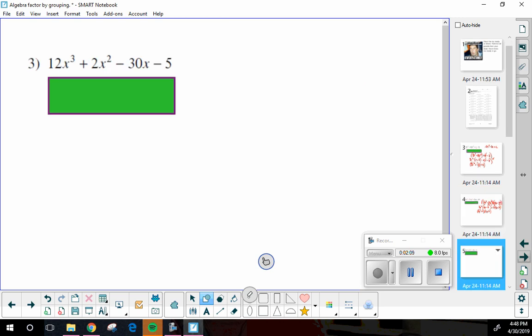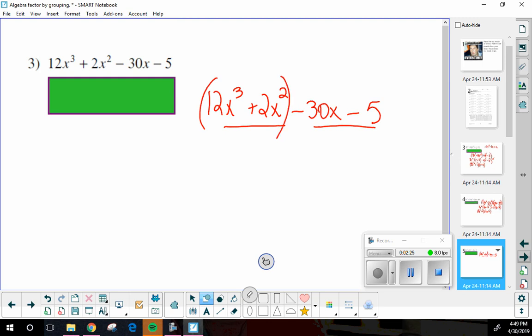On this one, then, it would be 12x cubed plus 2x squared minus 30x minus 5. So see, those are going to have a common factor in these. So I'll group it like this. And I see that this common factor is 2x squared. So this would be 6x plus 1. And I'm going to take out a negative since it's in a negative in both of those terms.